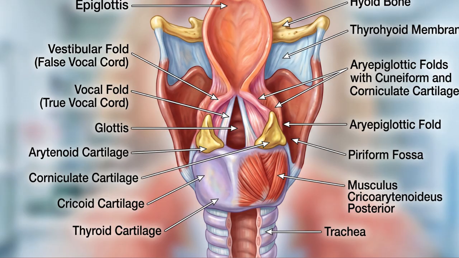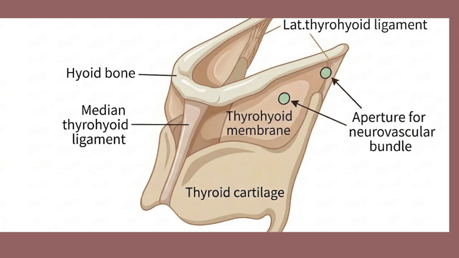The first membrane which I want to discuss with you is the thyroid membrane. As the name suggests, it is attached to the thyroid cartilage and the hyoid bone. Hyoid bone further attaches to the infrahyoid and suprahyoid extrinsic muscles of the larynx. The thyroid membrane is attached superiorly to the inferior surface of the hyoid bone, and inferiorly to the edges of the thyroid cartilage.